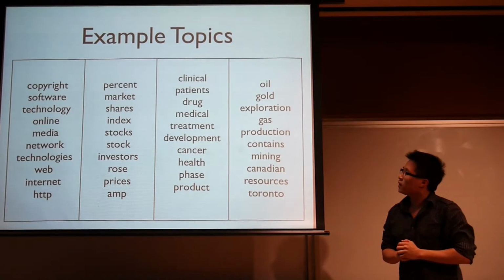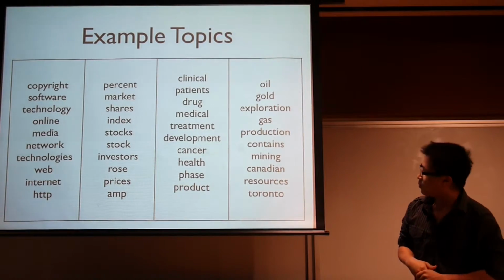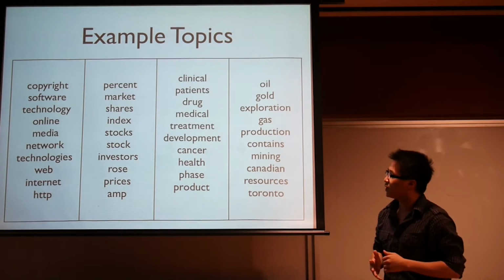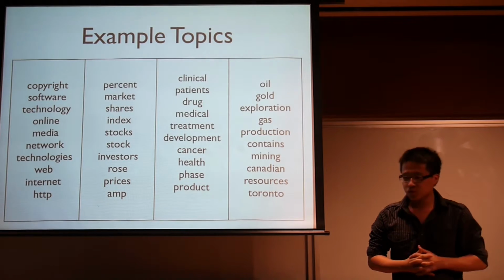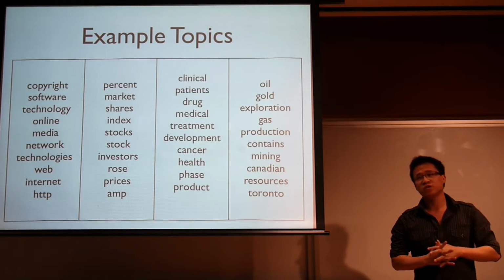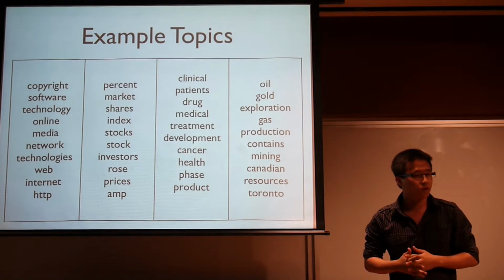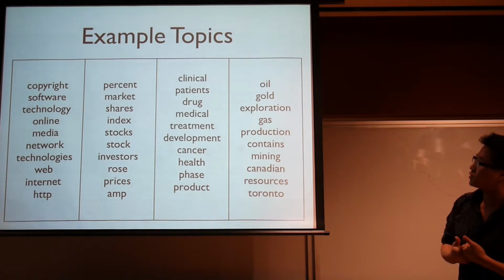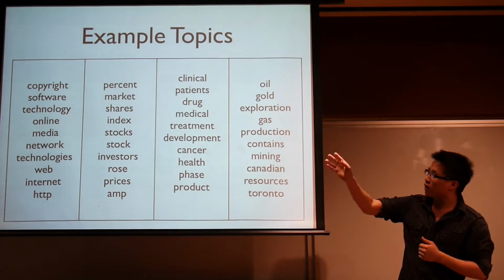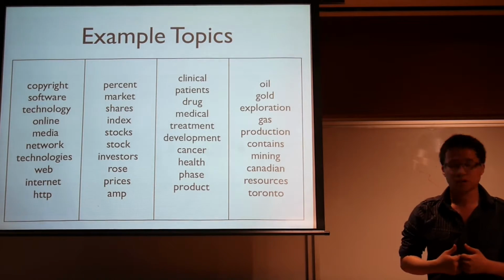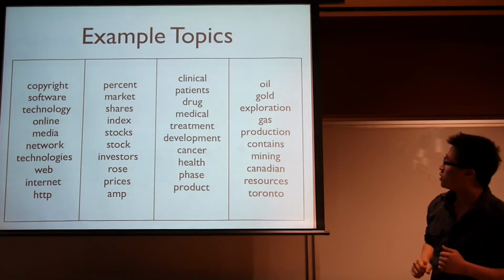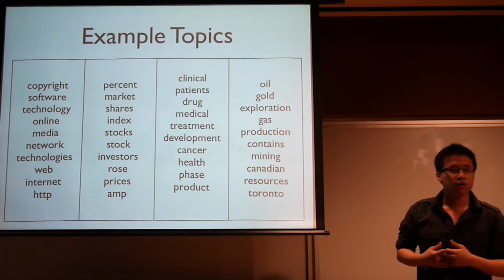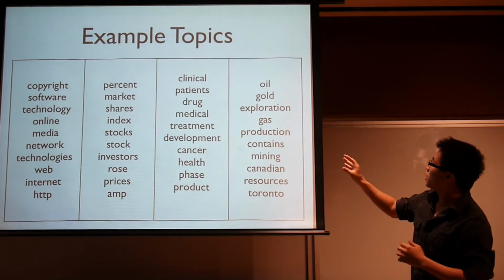We ran these topic vectors through Vowpal Wabbit's LDA implementation, which uses variational Bayes. We used a mini batch of 512 and an alpha parameter of 0.1, which is fairly standard. And these are some examples of the topic vectors that we got. We have a topic on copyright and software, so technology, a topic on stocks, a topic on medical trials and pharmaceuticals, and then a topic on oils.